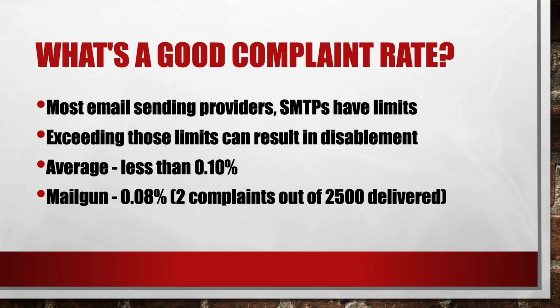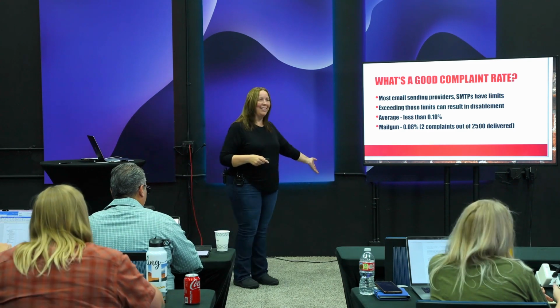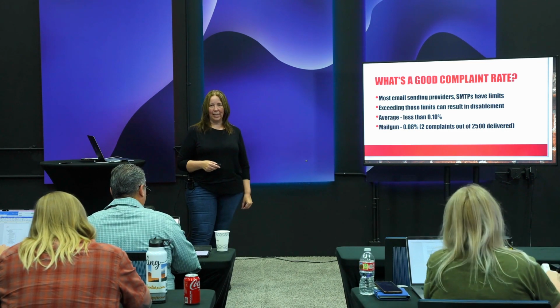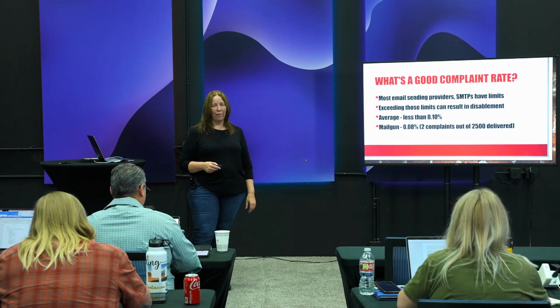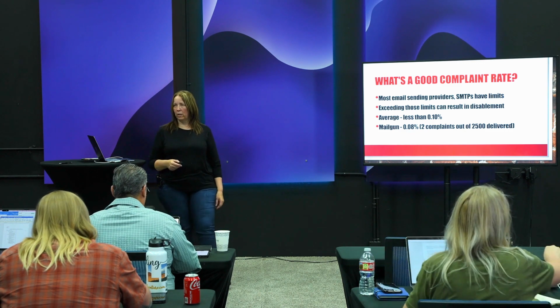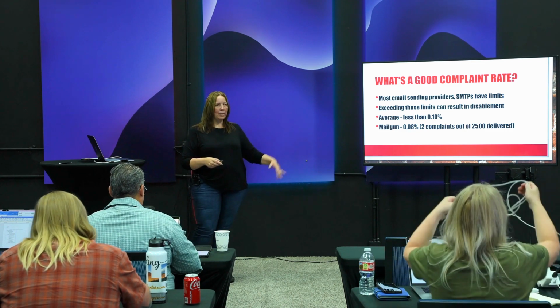With Mailgun, it was 0.08%. I actually forgot to change the slide. Let me start over. With Mailgun, it is 0.08%, which is about 2 complaints every 2,500 emails that get delivered. Thank you, Tanya, for the math on that one. You send 2,500 emails, 2 people complain, 0.08, just to give you an idea. It used to be 0.05 was their limit, and they raised it about 10 or 12 months ago. So that was nice that they raised it a little bit.